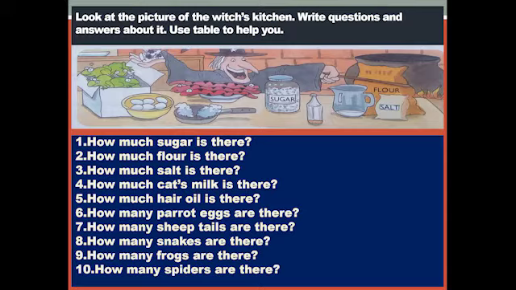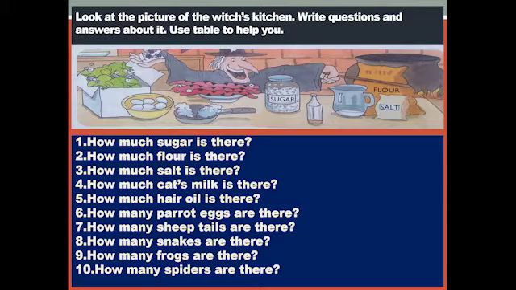The question number 5 is: how much oil is there? There is a little oil. Question number 6 is: how many eggs are there? And there are 6 eggs. Okay, how many eggs? There are 6 eggs.